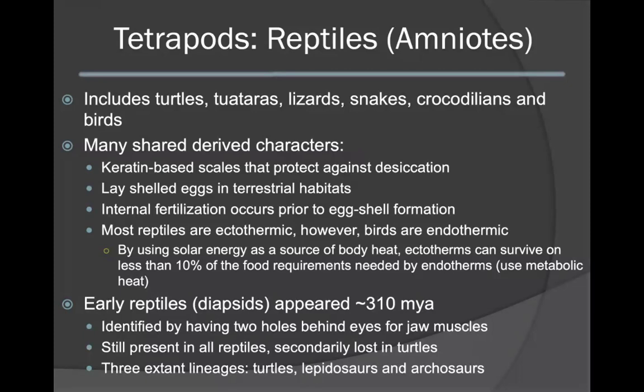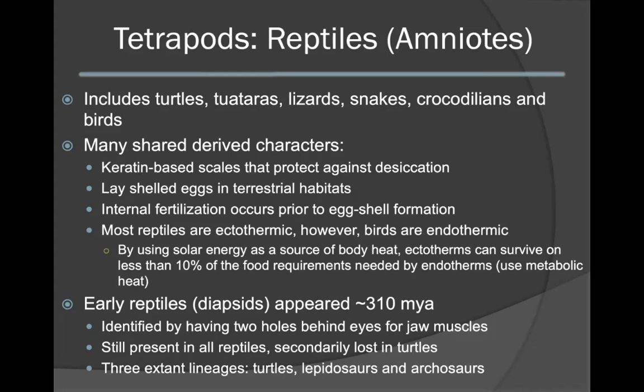Most reptiles are ectothermic, however, birds are considered endothermic. Most reptiles will then use solar energy as their main source of body heat, which is much less energetically costly than using metabolic heat as we see in endotherms. Early reptiles, which are termed diapsids, appear in the fossil record about 310 million years ago. Diapsids are identified by having two holes behind their eyes for the attachment of jaw muscles.